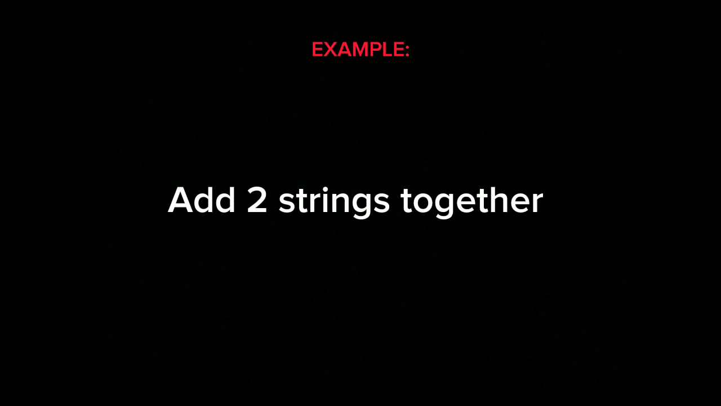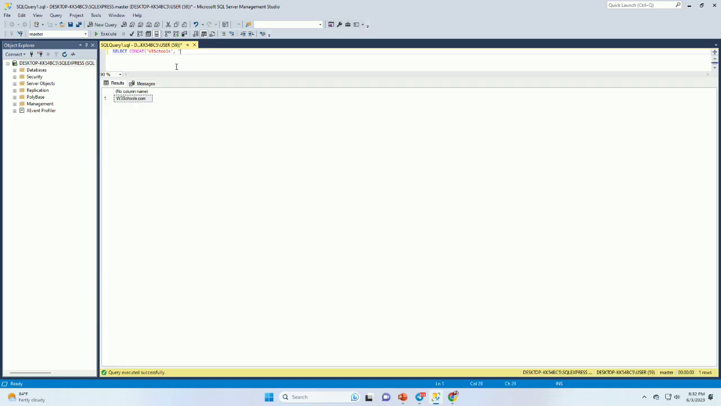Example of CONCAT with plus. Add two strings together. The first string value is w3school and the second string value is .com. By using the plus operator, the two strings are combined into a single string. The result of the above statement will be the concatenated string w3school.com.